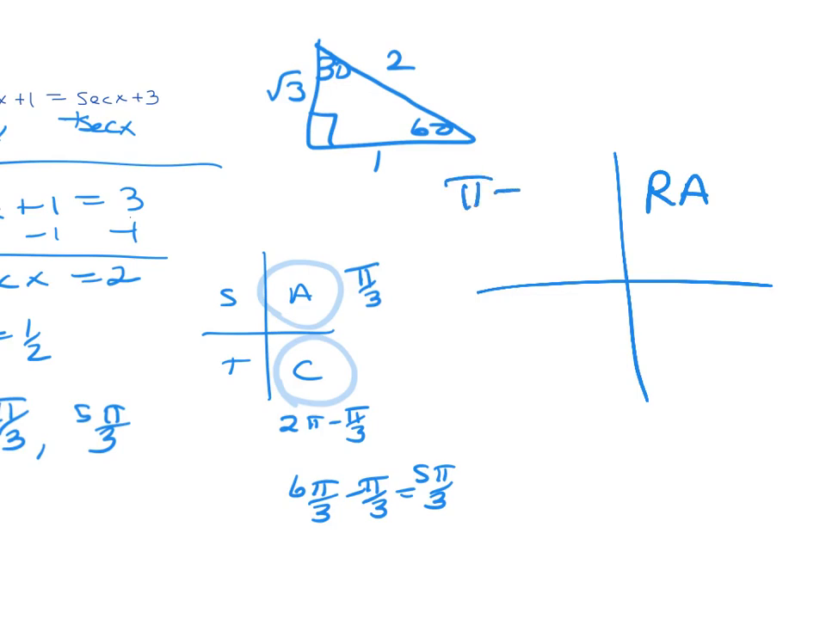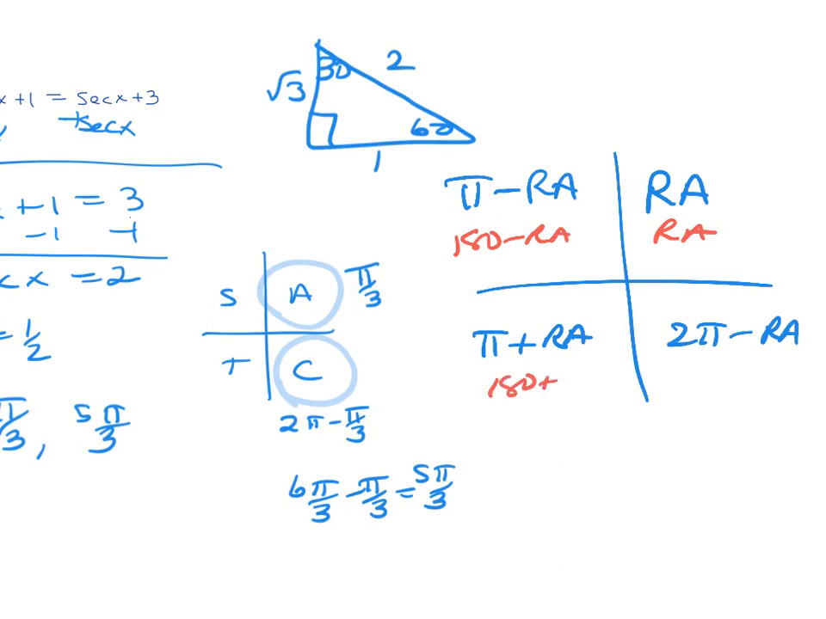Up here you do pi minus the reference angle, pi plus the reference angle, and 2 pi minus the reference angle. Or if you're going to do it in degrees, still reference angle, but this is 180 minus the reference angle, 180 plus the reference angle, or 360 minus the reference angle, depending on how it's asking.